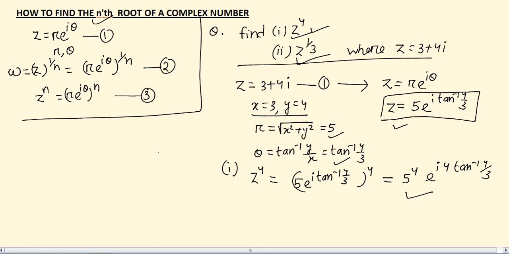Now let us find the value of z to the power 1 by 3, or we can say the third root of the complex number z. So we can find in this way.